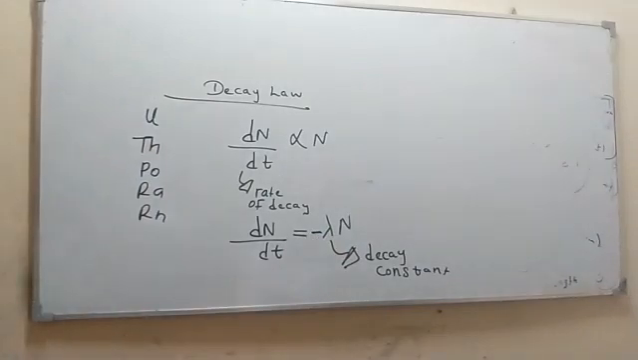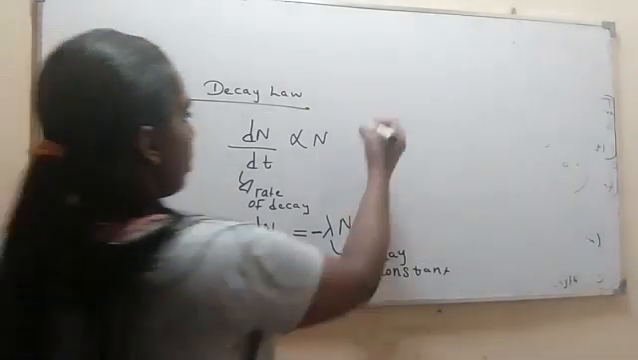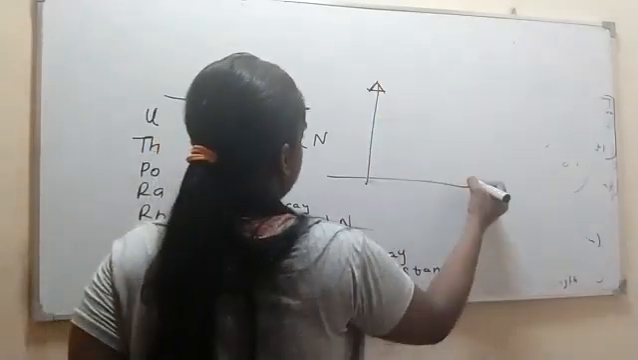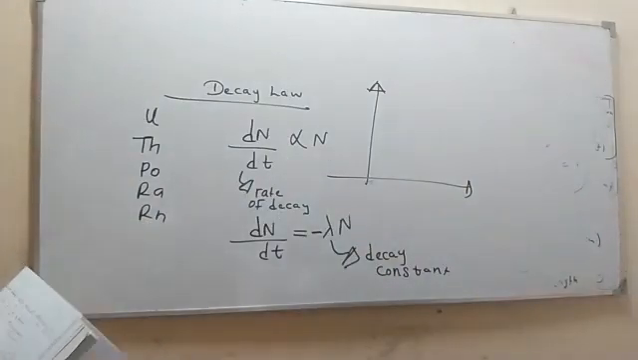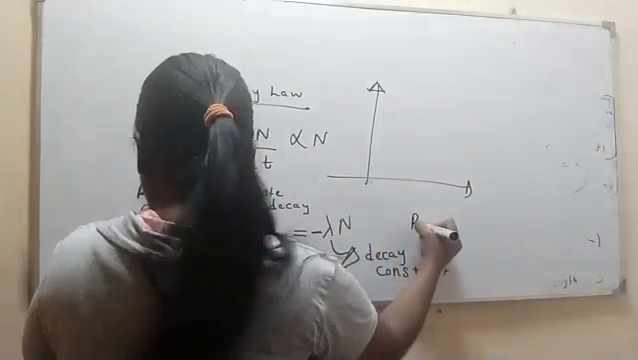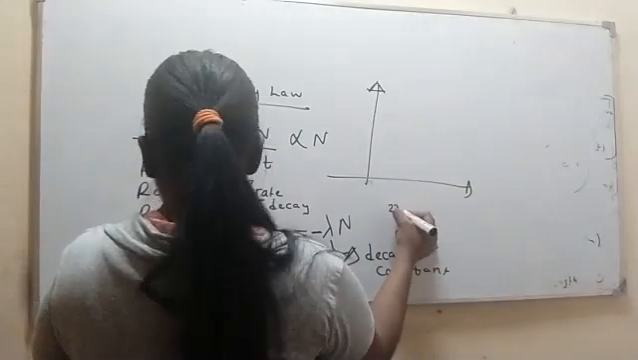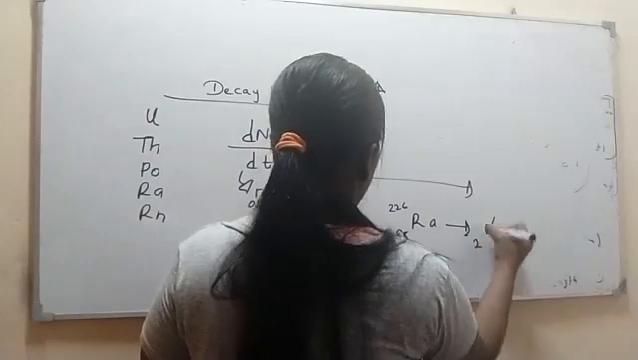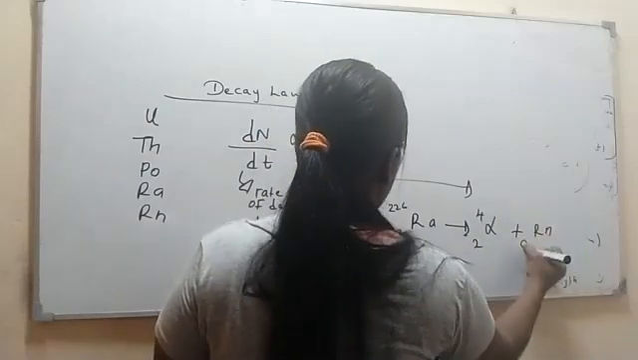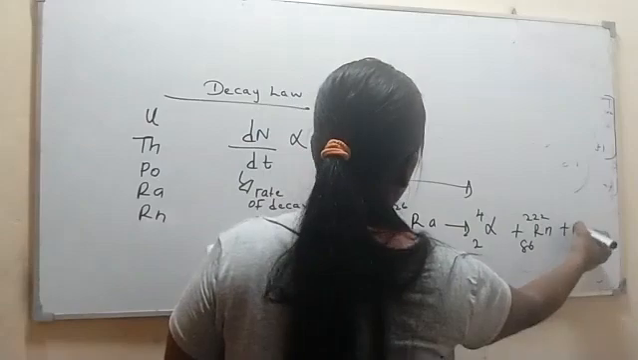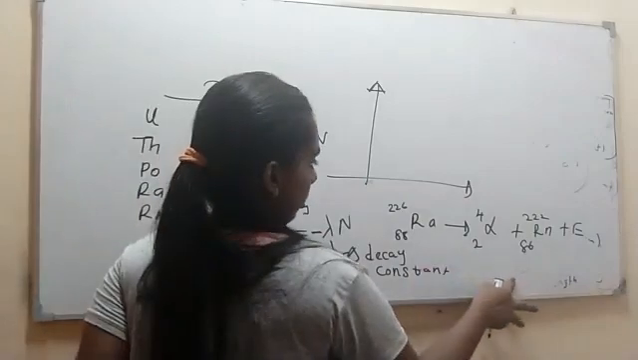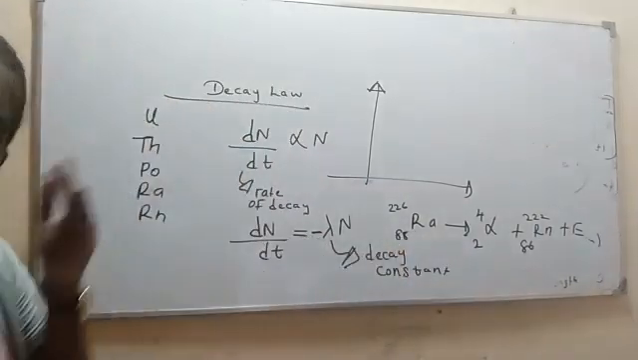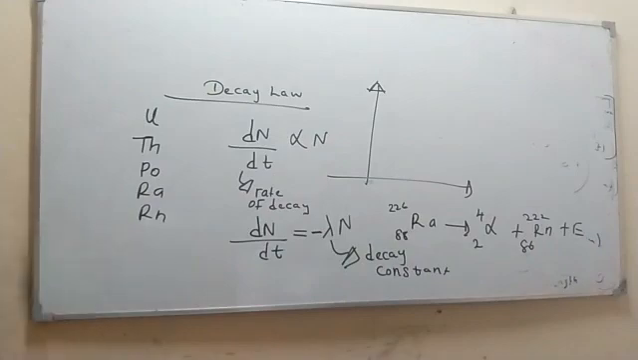Now we can depict this in a chart also. The reaction we studied is radium converting into radon. Radium 88, 226 emits an alpha particle and converts into radon 86, 222, and energy is released. Since the radium is converted into radon, the radium should decay with time, and only then can it convert to radon.